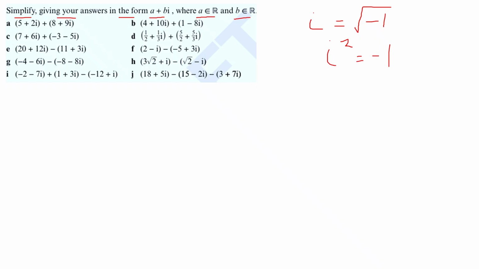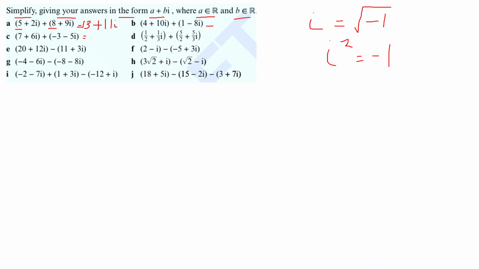Collecting like terms. So the idea here, guys, is that we collect our real parts together, so our numbers or constant terms, and then collect the terms in i together. So part A, we got 5 plus 2i plus 8 plus 9i. So we do 5 plus 8 makes 13, then plus 2i plus another 9i makes plus 11i. Okay, so 13 plus 11i.